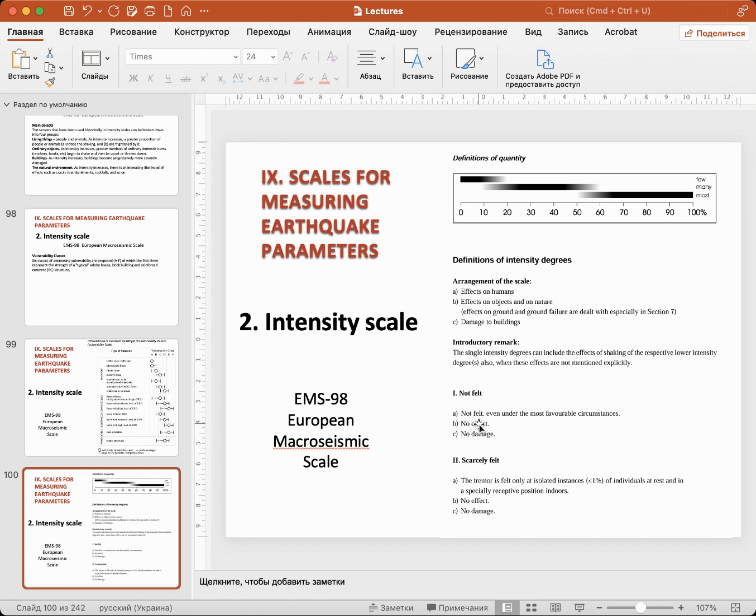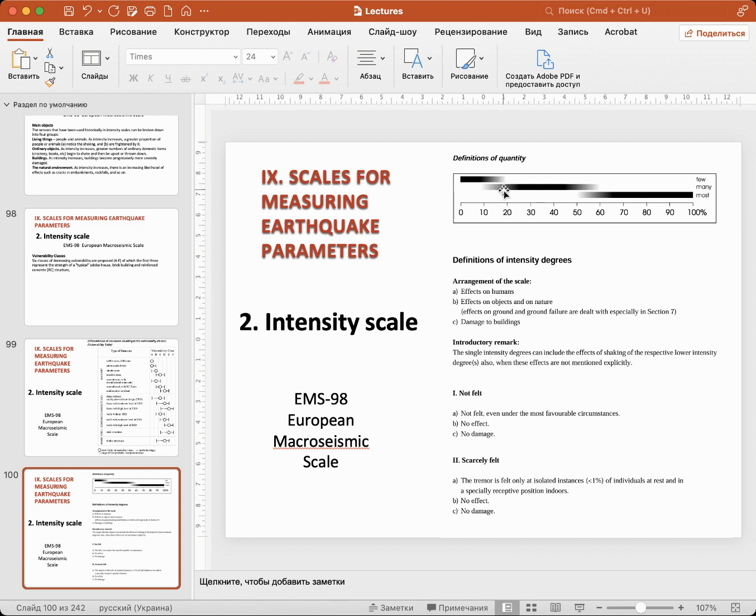even in the most favorable circumstances. It's unfelt. Scarcely felt, it is the situation that the impact can be registered only by specific devices.